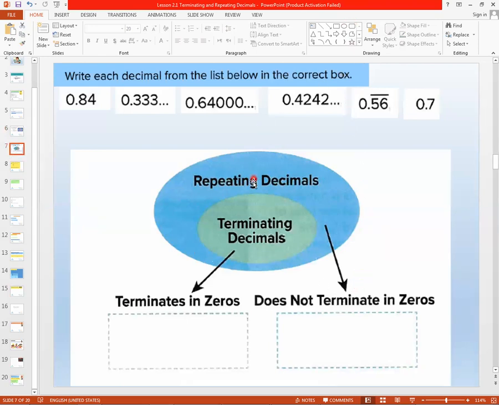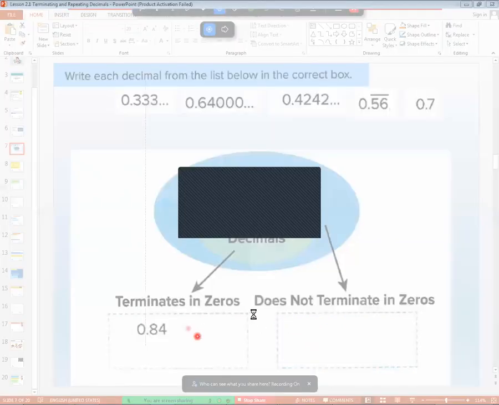Here is a practice. Write each decimal from the list below in the correct box. Repeating decimals in blue color. Repeating decimals and terminating decimals. 0.84: where should I put this number? Put it here as terminating, or in the second box?